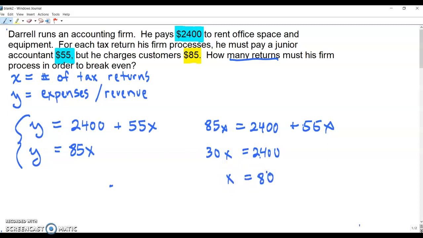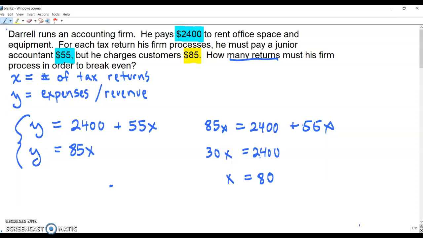So he will break even. His income will cover all of his expenses on the 80th return. If he processes fewer than 80, he's going to be losing money. If he processes more than 80, he'll now start to make money.